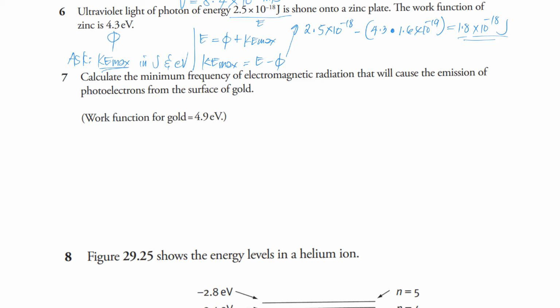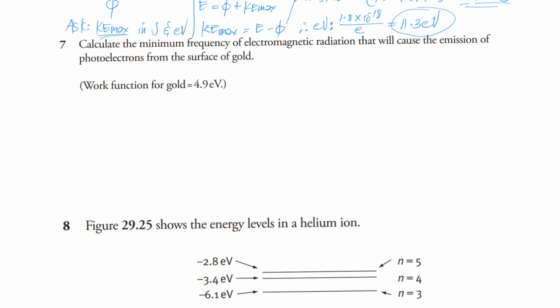Now in terms of electron volt, it will become 1.8 times 10 to minus 18 divided by E. Divided by E, it will give us around 11.3 electron volt. There you go. That's your answer. Let's go to number 7.